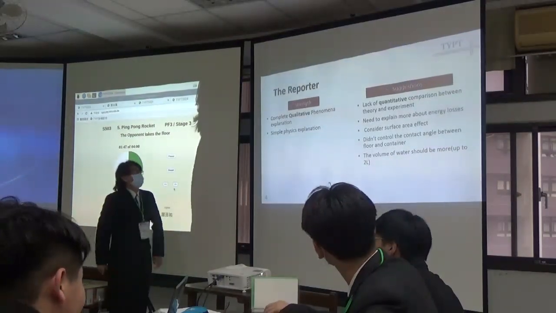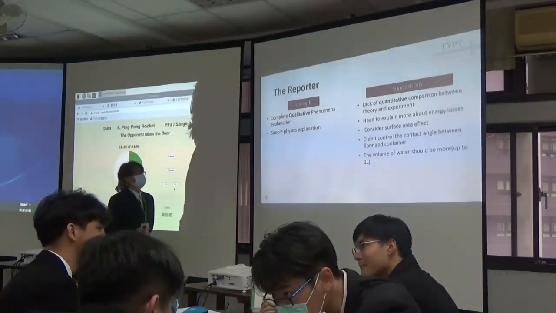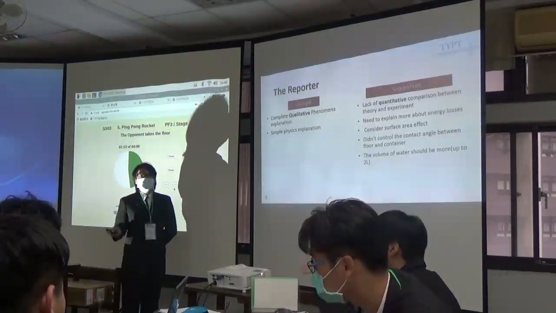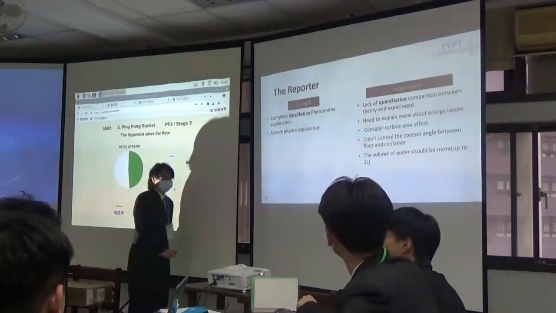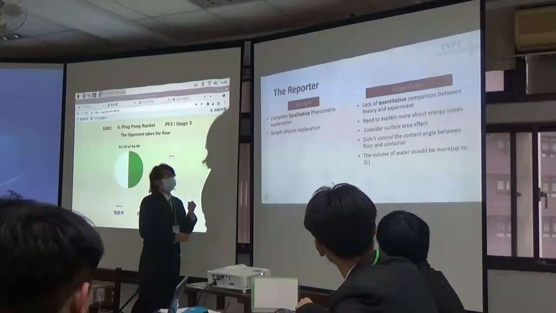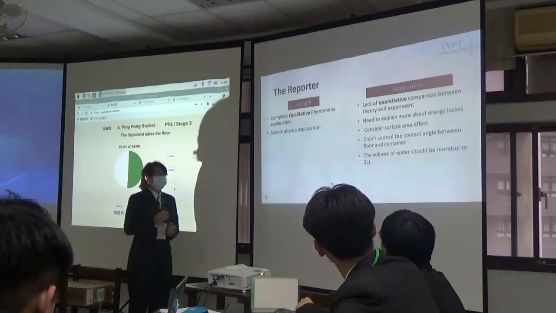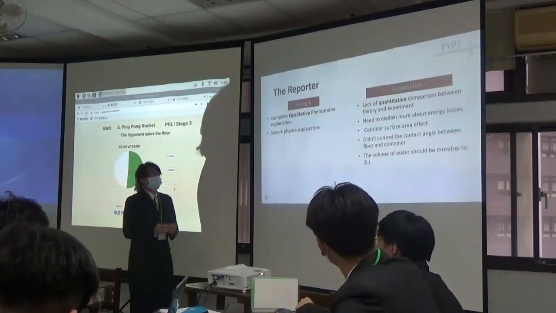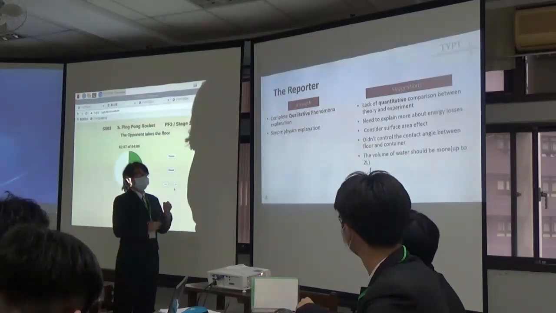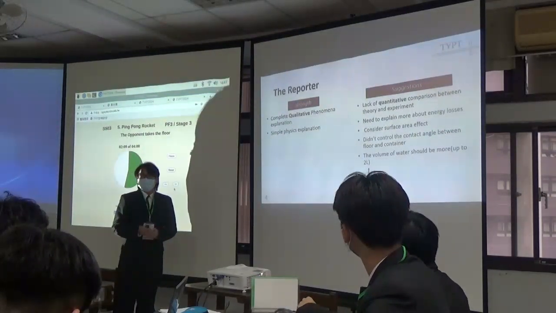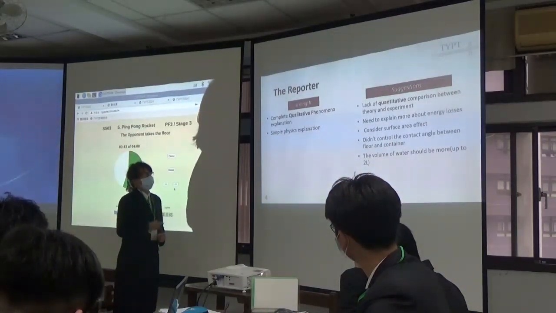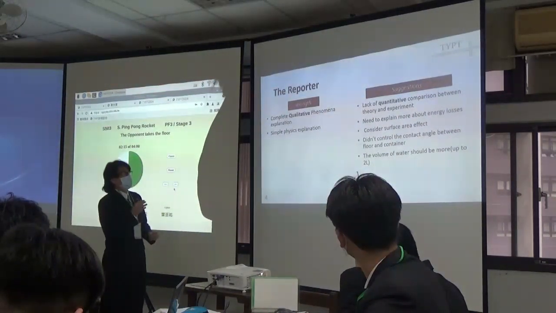For the reporter's strengths, he has done some quantitative phenomena explanation and some simple explanation of this physics process. For suggestions, I consider he lacks some quantitative comparison between the theory and experiment. Because I didn't know how they got the theory line, I will ask them more clearly later. They need to explain more about the energy losses because they just assume that the container didn't break, and they should consider the surface area effect.